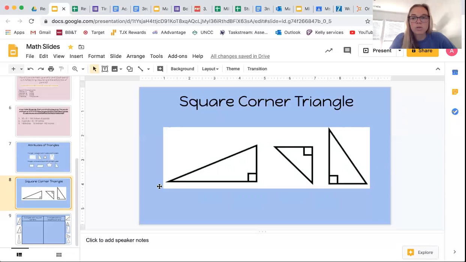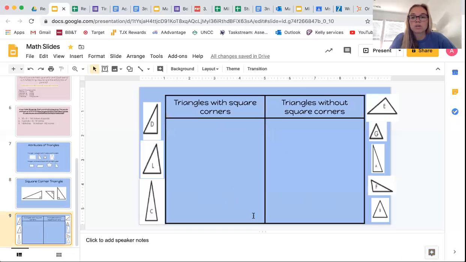So I am going to practice with you a little bit, and we are going to sort these shapes, and this is very similar to what it is on the packet. So you can feel free to come back to this if you need to in the video when you're filling out your packet, or just use this as extra practice. So we are going to look at triangles with square corners and triangles without square corners, because in third grade, that's how we differentiate the two. So we will be focusing on that.